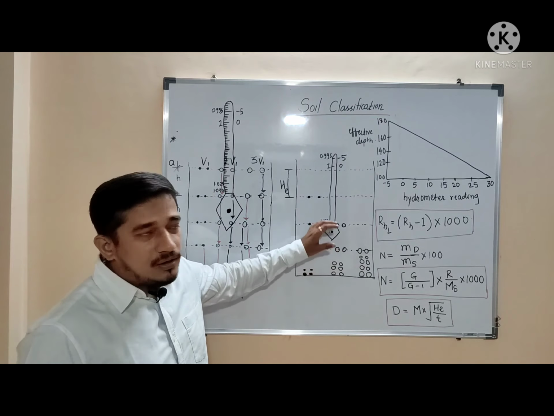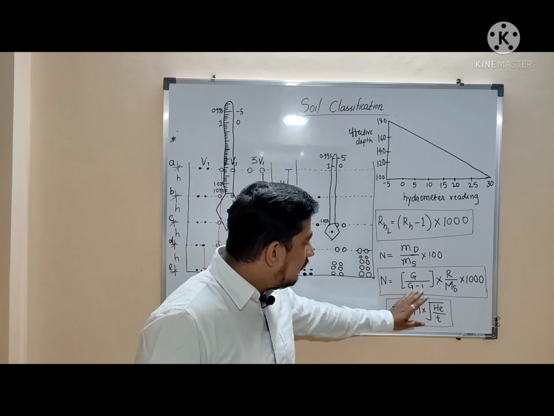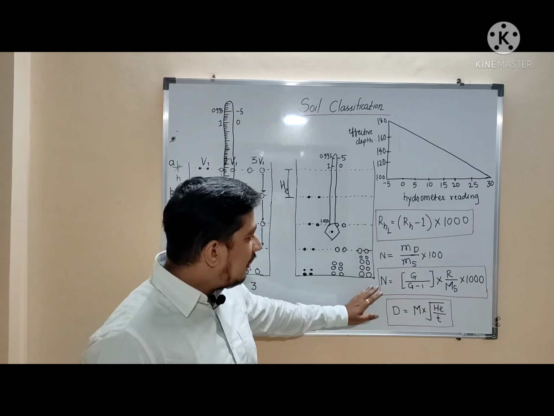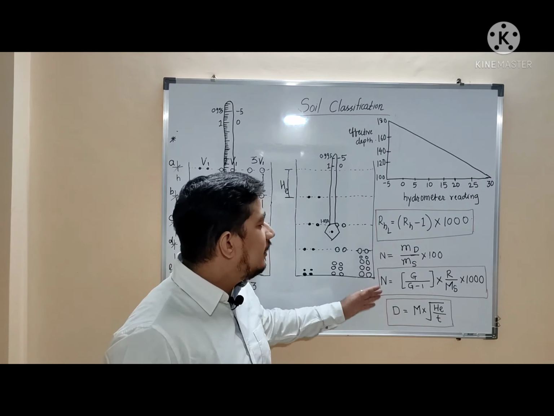When we put this hydrometer reading in this particular formula, that will give us the percentage finer directly. So this is how we have established a relationship between the percentage finer and the hydrometer reading. Depending on this formula, we can find out the percentage finer.